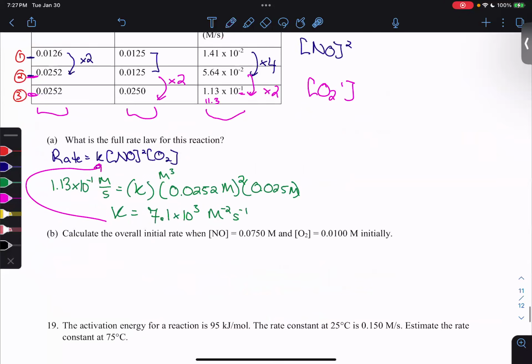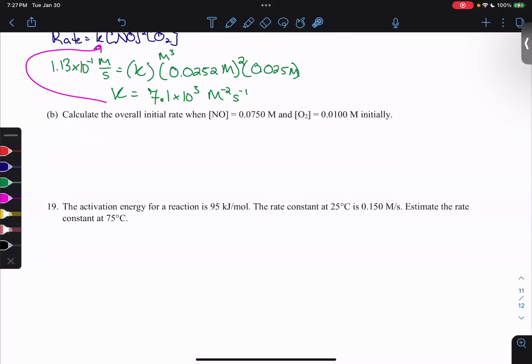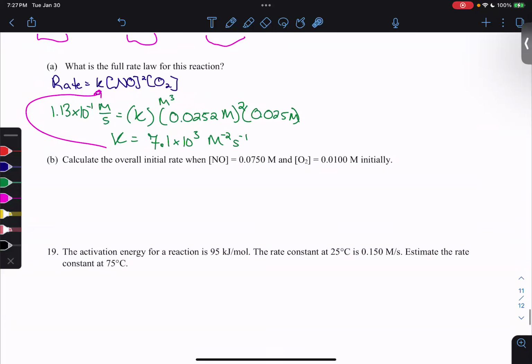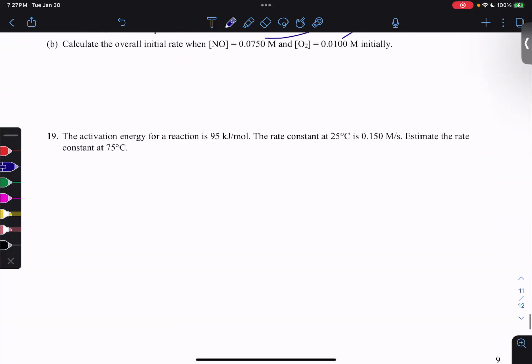Okay. So let's finish this question and then do 19. Okay, so calculate the overall initial rate with these concentrations. So what's my strategy here? Just plug them in. Yeah, we already got K. Yeah, so just plug these new numbers into the rate constant, and that's it. So we're just going to do a fourth experiment that has these new concentrations, and we would just plug that into the rate law. Okay. So that's how you would do B, just plug in the numbers. You already have the full rate law.